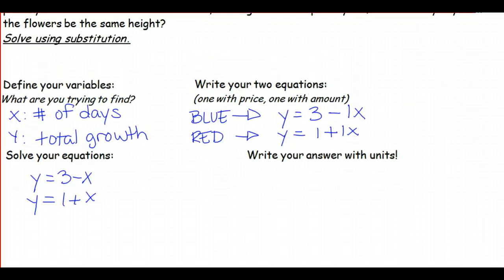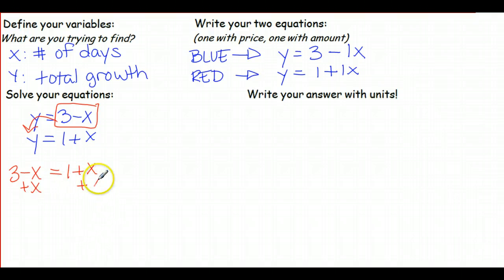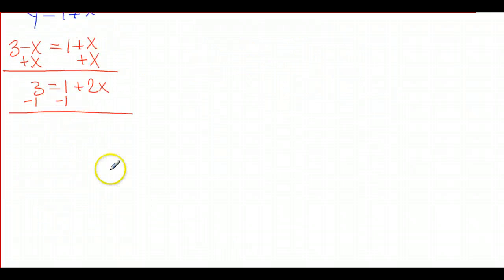Now the directions told us to solve using substitution, so I'm going to go ahead and take the top value of y and plug it in for the bottom value. Alright, so we have 3 minus x equals 1 plus x. If we add x to both sides of our equation, we get 3 equals 1 plus 2x. Subtract 1 from both sides. And when we do that, we get that 2 equals 2x. Divide both sides by 2, and 1 equals x.